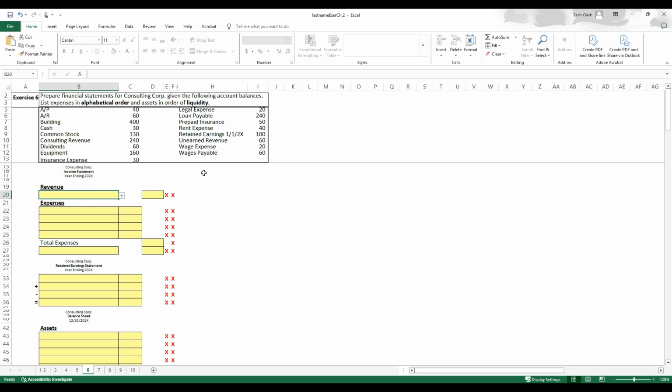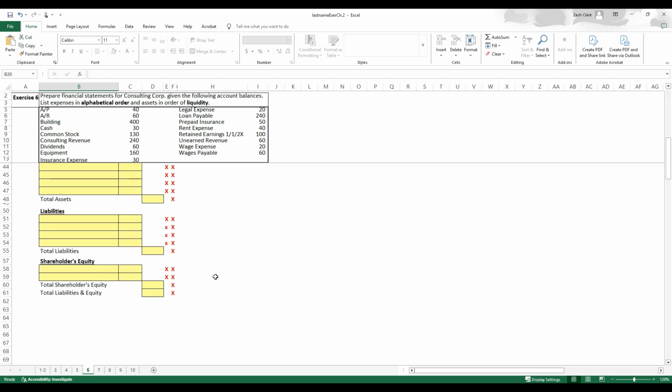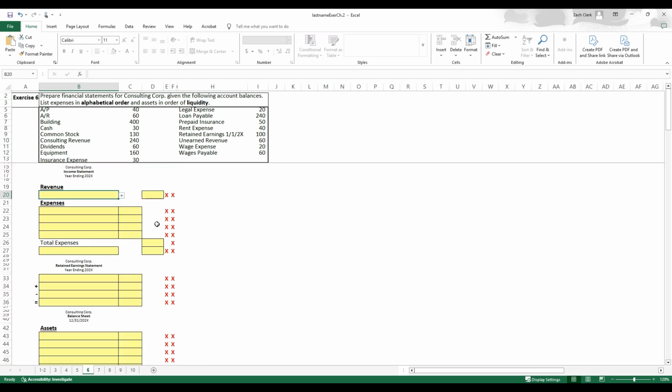Okay, now we're looking at financial statements. Here we're just going through and filling these out. Where is our consulting revenue? Just find the right account from our listing up here. And then if you look at revenues, we've got 240. So that's how you get your X's here to go away.